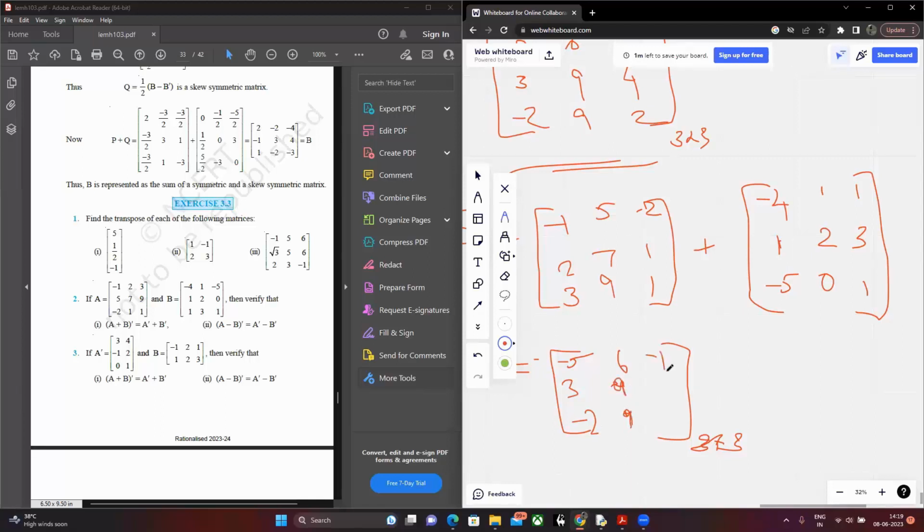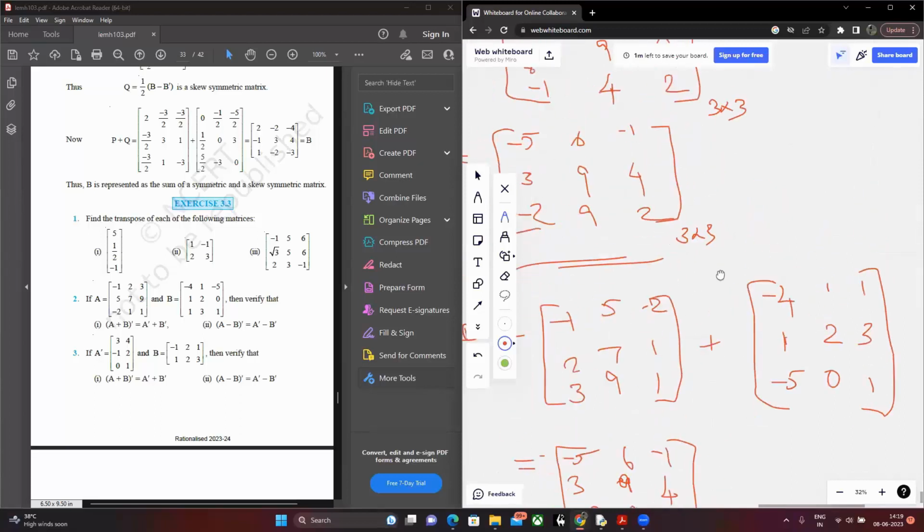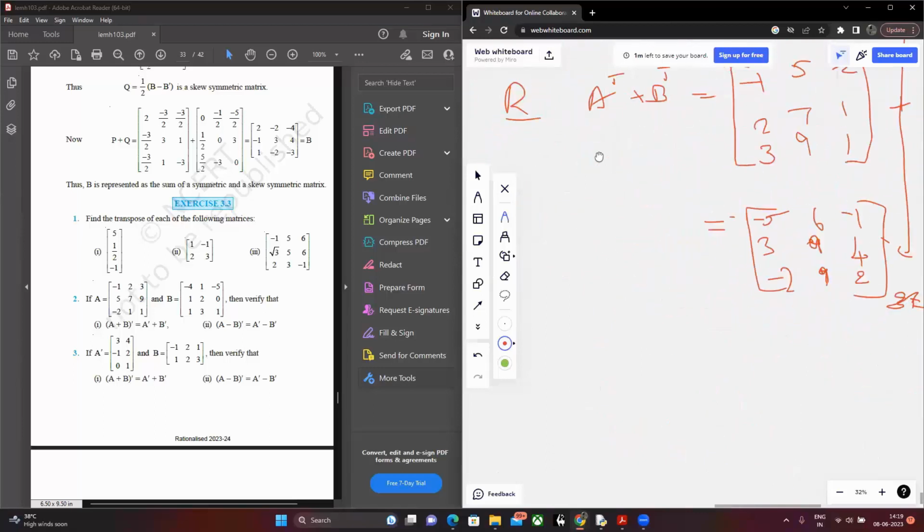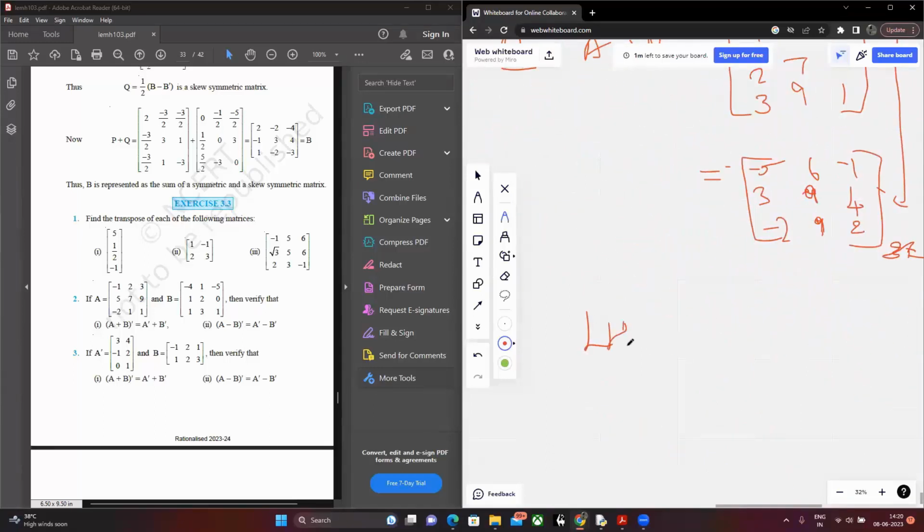And this is going to be a -1. This is going to be a 4. And this is going to be a 2, right? And you can see that this matrix and this matrix are basically the same. Therefore, this is R, that is L. Therefore, LHS is equal to RHS.